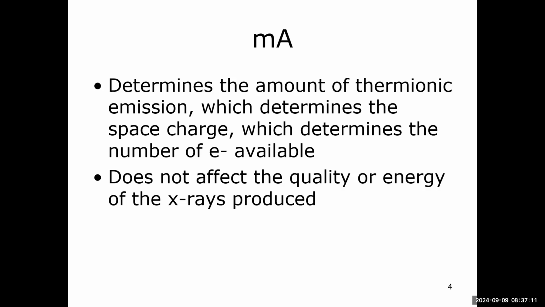So 200 MA as opposed to 400 MA: 200 is not going to create as many electrons. 400 is going to create twice the amount of electrons, because we're going to learn that MA has a directly proportional relationship to the number of electrons that are created, which in turn affects the number of photons that are created, which in turn affects receptor exposure. All of these things have relationships, and that's what we're going to learn.